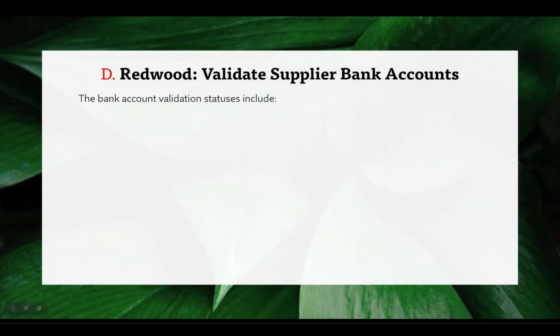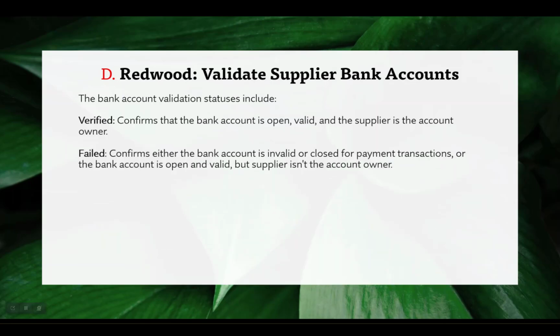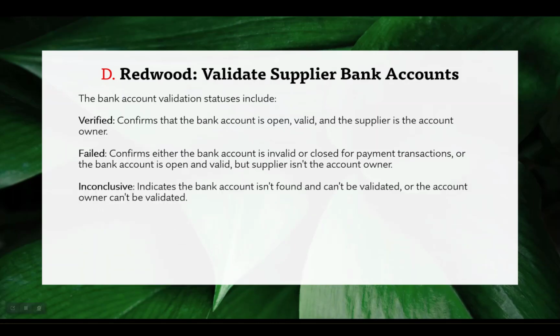Bank account validation status includes: Verified, which confirms that the bank account is open, valid, and the supplier is the correct account owner. Failed, which confirms either the bank account is invalid or closed for payment transactions, or the bank account is open and valid, but the supplier isn't the account owner. Inconclusive indicates the bank account isn't found, cannot be validated, or the account owner cannot be validated.